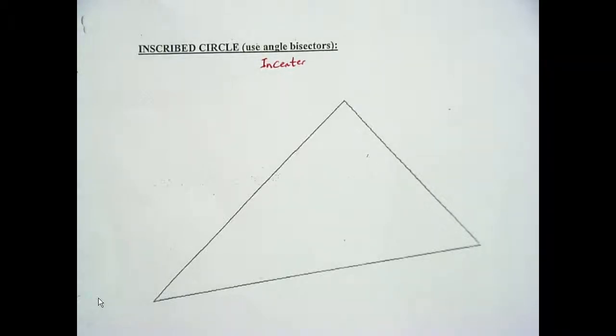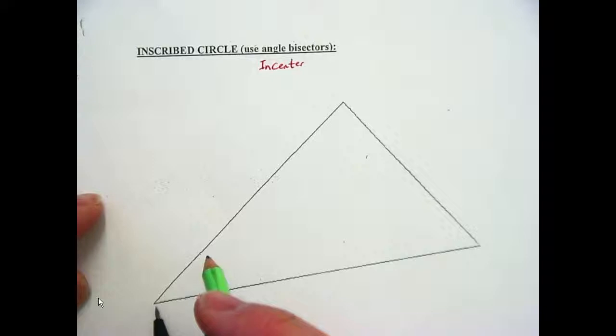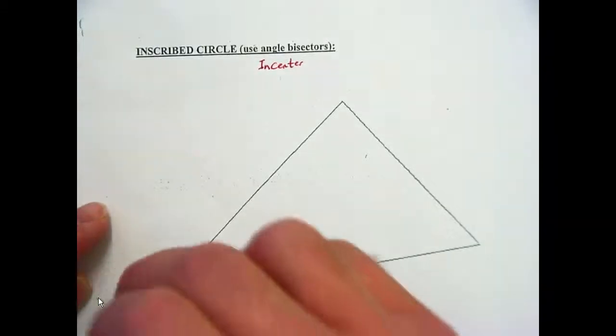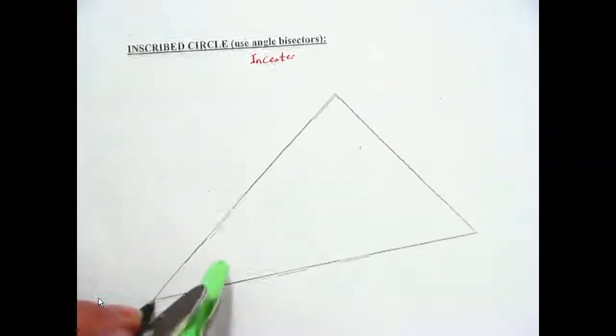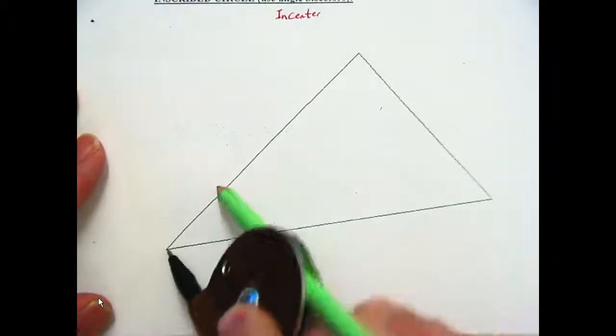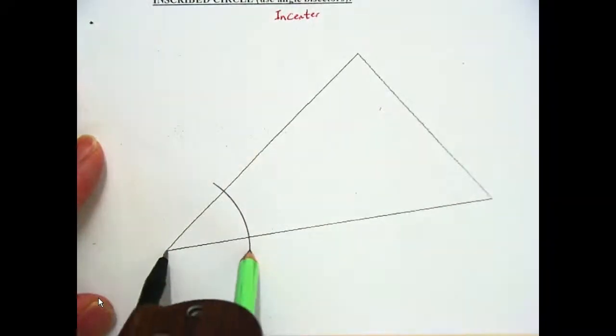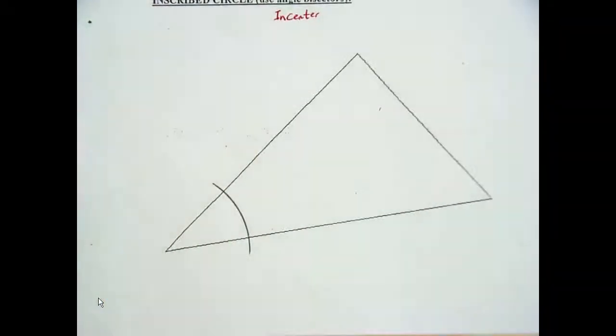Yes, Sam? Yep, the line will bisect the angle. Let's start with that. Okay? Put our point on an angle and make an arc there. Okay, anyone remember what to do next? Carl?